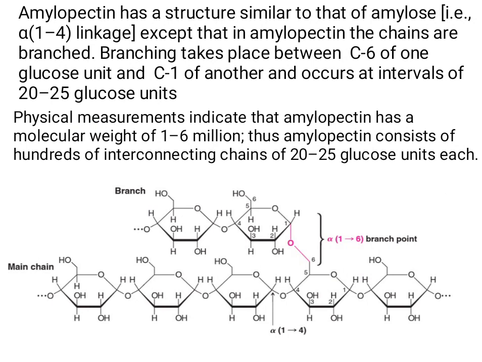Amylopectin has a structure similar to that of amylose, that is alpha 1,4 linkage, except that in amylopectin the chains are branched. Branching takes place between C6 of one glucose unit and C1 of another and occurs at intervals of 20 to 25 glucose units. So after 20 or 25 glucose units, you can find a branching in case of amylopectin, and the branching occurs between the C6 and C1 of these two glucose units. Physical measurements indicate that amylopectin has a molecular weight of 1 to 6 million. Thus, amylopectin consists of hundreds of interconnecting chains of 20 to 25 glucose units each.